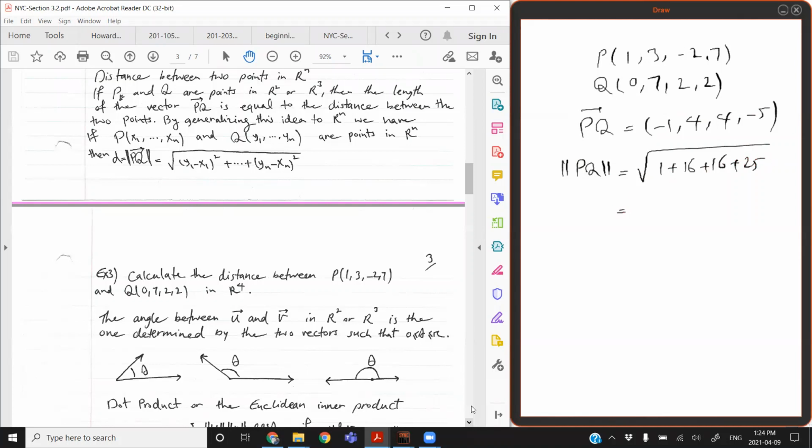Then I have to add them all up. I get 32, 33 plus 25, 58. So root 58 would be the distance between these 2 points in R4.